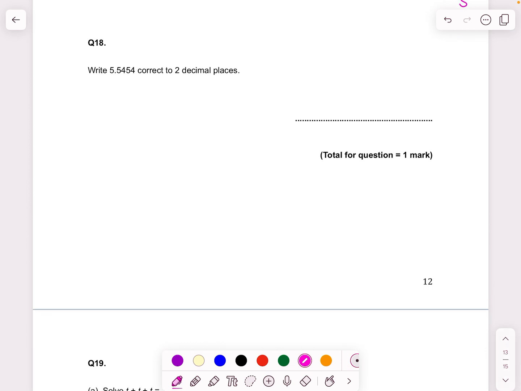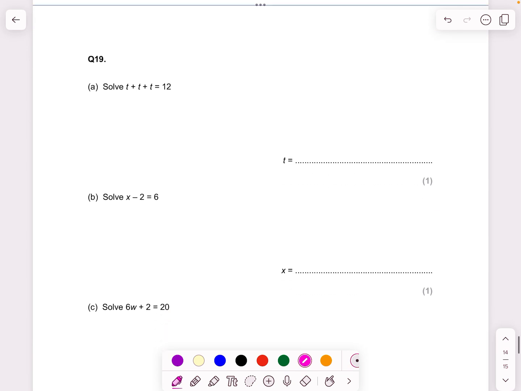Okay, we want to round this to 2 decimal places. That means we're cutting off the number here, and we look at the next number along, which is 5. If it's 5 or more, we're going to round up. Okay, so instead of it being 5.54, it's not, we round up, and the answer is 5.55. Right, we've got 2 more questions.